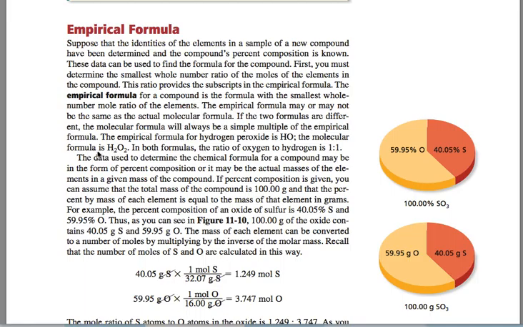If the two formulas are different, the molecular formula will always be a simple multiple of the empirical formula. Okay, the empirical formula for hydrogen peroxide is HO. The molecular formula is H2O2. So this is a multiple, right? This is the molecular formula, and this is the empirical formula. This is a multiple of this. In both formulas, the ratio of oxygen to hydrogen is 1 to 1, right? Well, 2 to 2, but you can reduce that to 1 to 1.